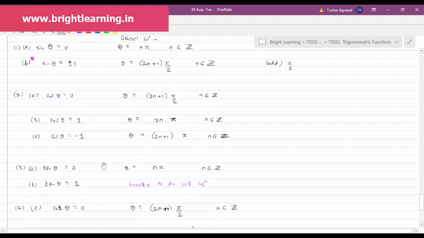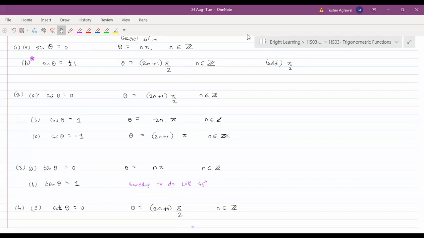Are you comfortable with this visualization? Have you understood it? Yes, sir. Okay. So the next part we'll see in the next class, okay? Further part. Thank you, everybody.